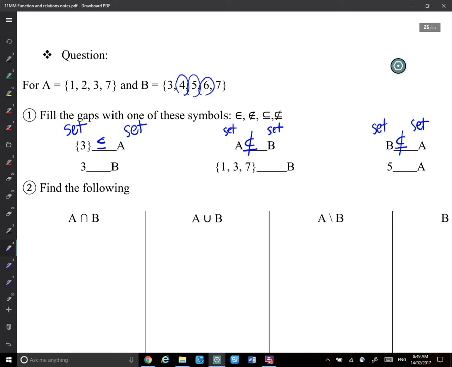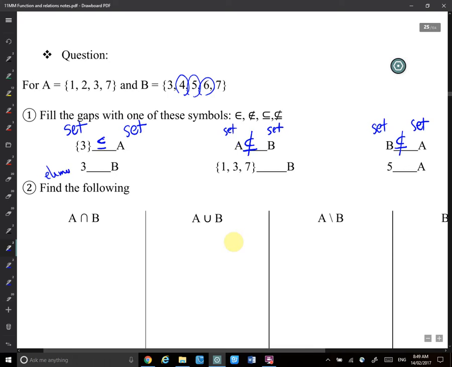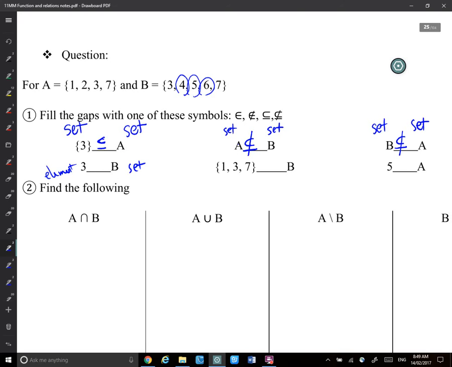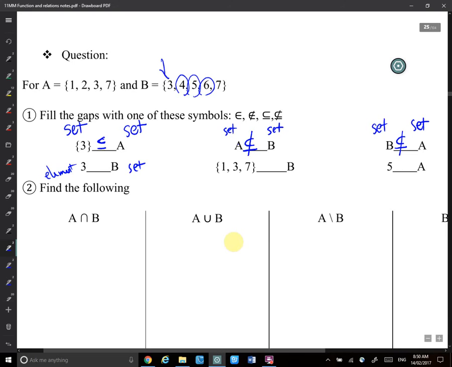3 and B. 3 without curly bracket must be an element. B is a set. We talk about relationship between element and set. So we use belongs to or not belongs to. 3 is in set B, so we use belongs to. We use this symbol.